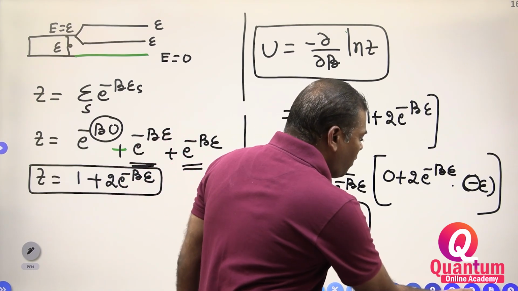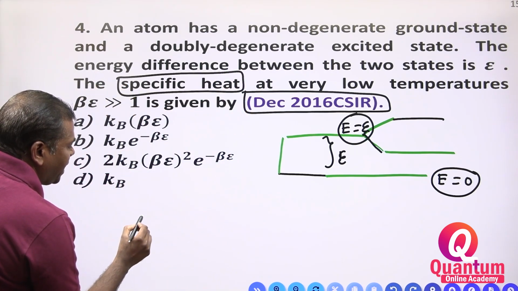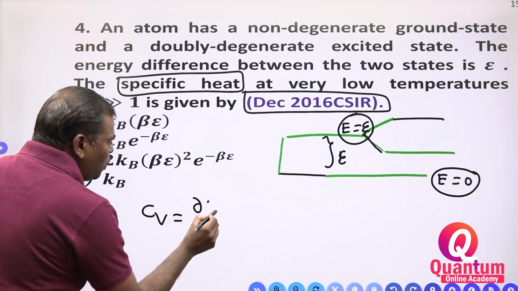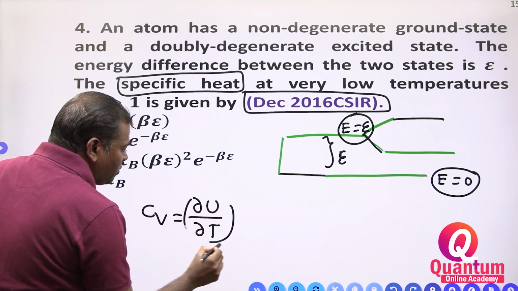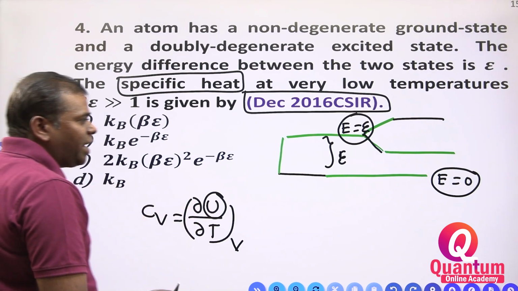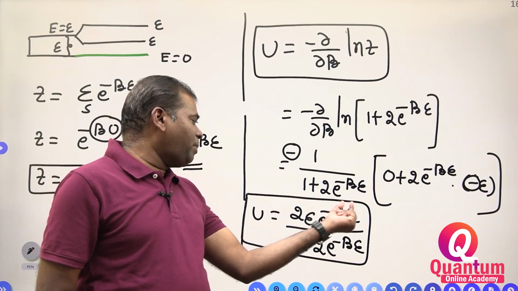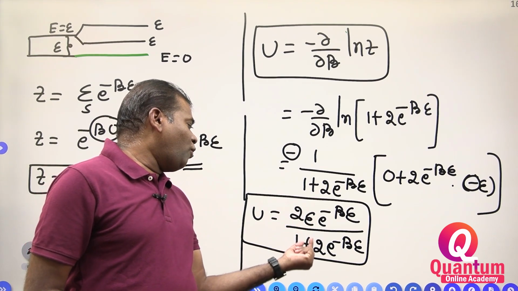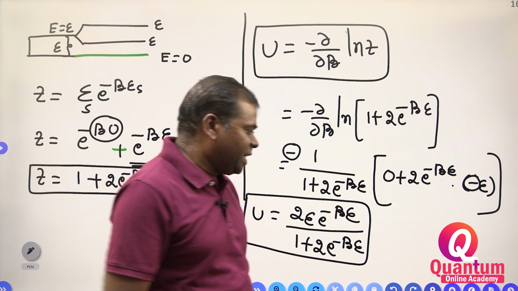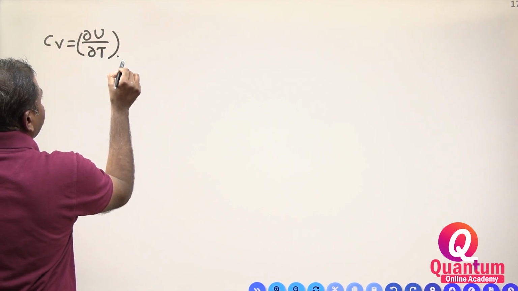We got the energy, but what are they asking? They are asking about the specific heat. What is the specific heat formula? Cv is equal to dou U by dou T at constant volume. Now we have found the U value, so you have to substitute it and calculate. U is 2E e to the power of minus beta E divided by 1 plus 2 e to the power of minus beta E. Now we take one more slide. Our goal is to calculate the specific heat, dou U by dou T at constant volume.